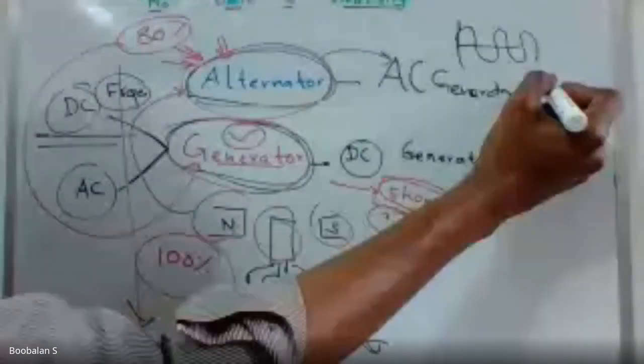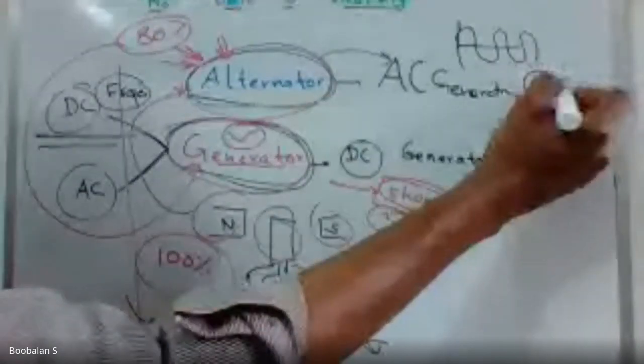In DC there is no frequency. Frequency is not a concept there. There is no cycle, right? So only direct current is flowing. But in AC, because of the alternating nature, the cycle comes. That is called hertz. If you look at the units of the cycle, it is hertz.